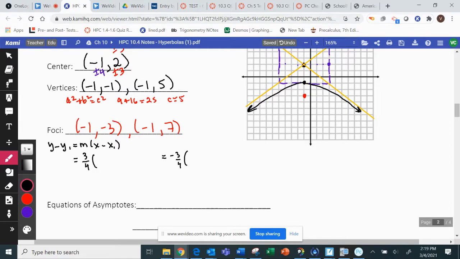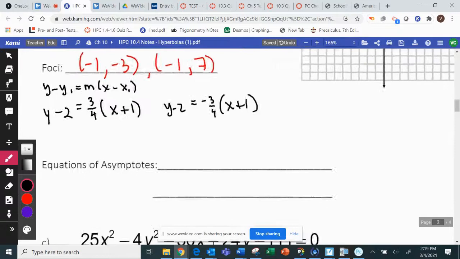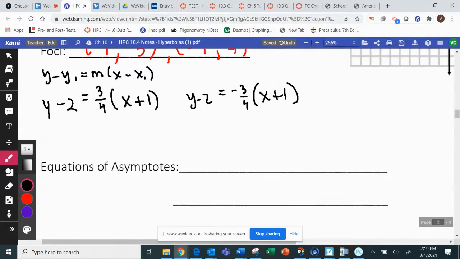And then I just use the center because that goes through. I just use the center for both of them. That one's easy. So we'll do y minus 2, and I'll have x plus 1. So it's really like the same equation for both, except one's the negative and one's the positive slope.